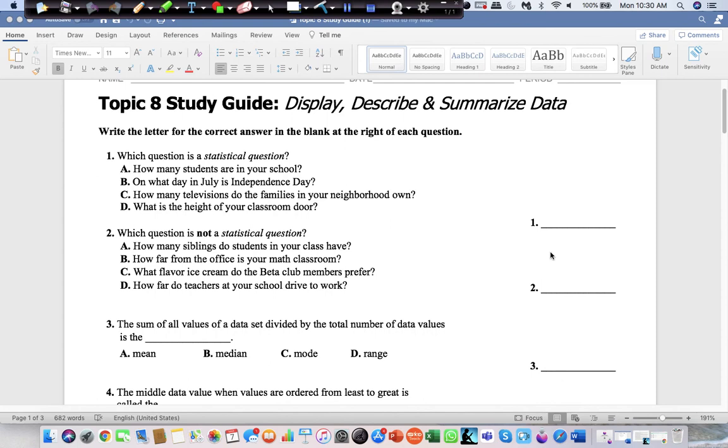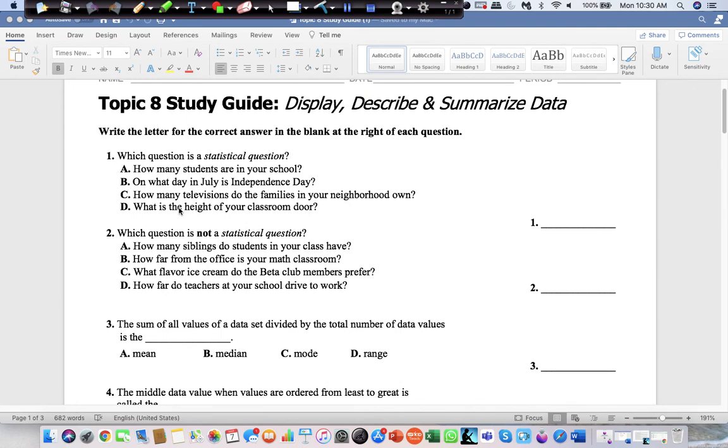Hello all, today we are doing the Chapter 8 study guide, so make sure you are following along. Make sure that you put everything that is typed or written on this page, and if you want to pause this at any time to slow things down or write things down, please do that.